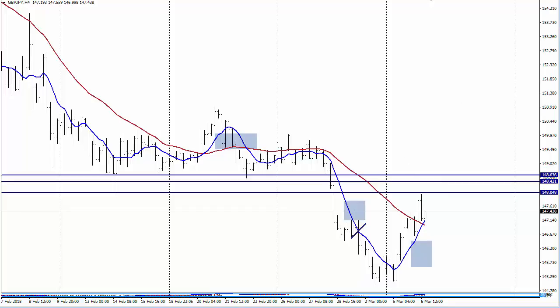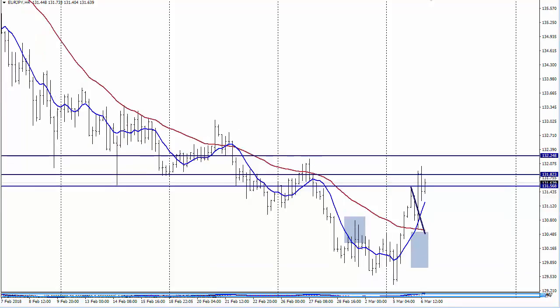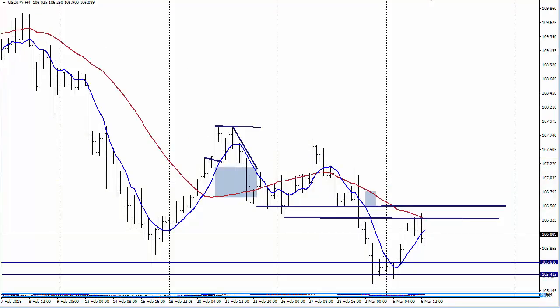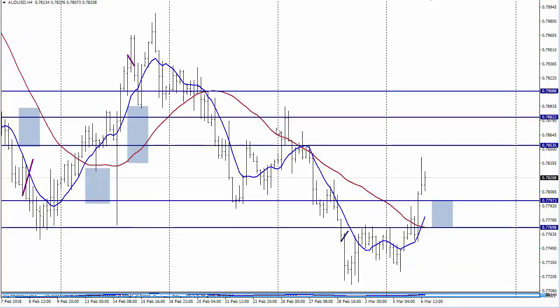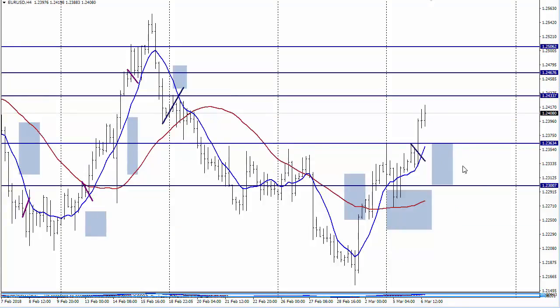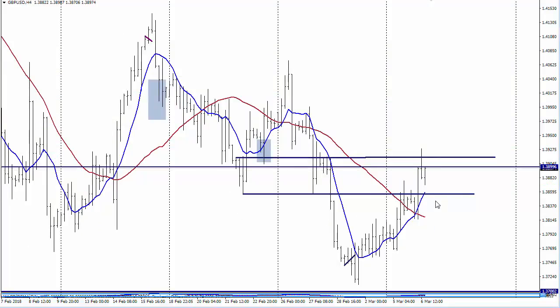So that's it for today. No trades on the pound yen, no trades on the euro yen, no trades on the dollar yen. Australian dollar buy setup. Euro dollar buy setup, and British pound pretty much unbiased market, no trades there.